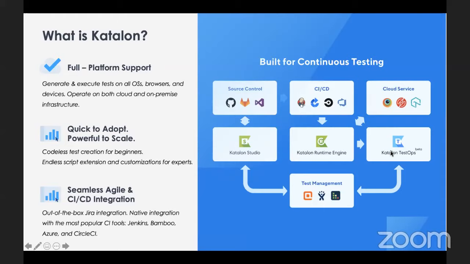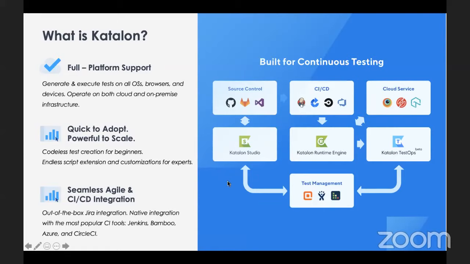So Katalon TestOps, that we built, is a reporting system that consolidates the execution results. We can have people investigate the result, do some analytics, and we also have integrations with the test management tool, which means that when we execute the test, the result will go back to the test management system. So this helps us position ourselves as an automation solution for continuous testing.